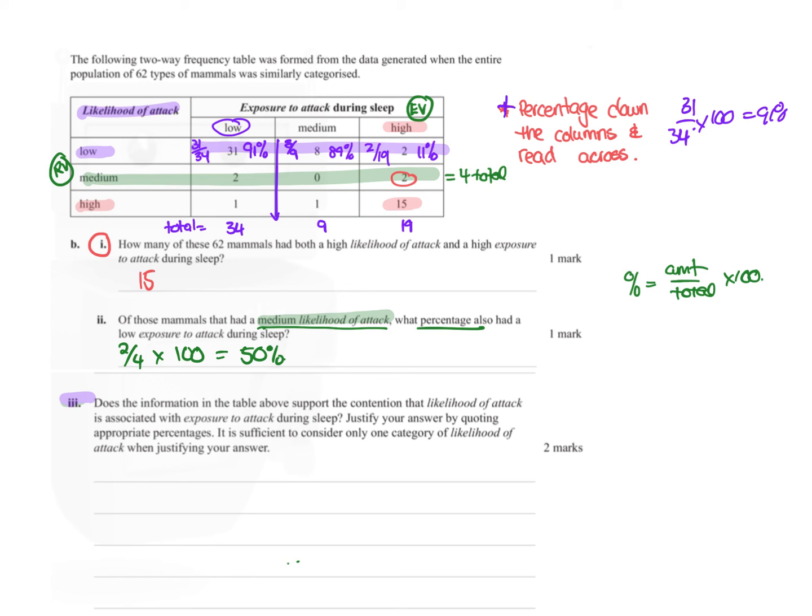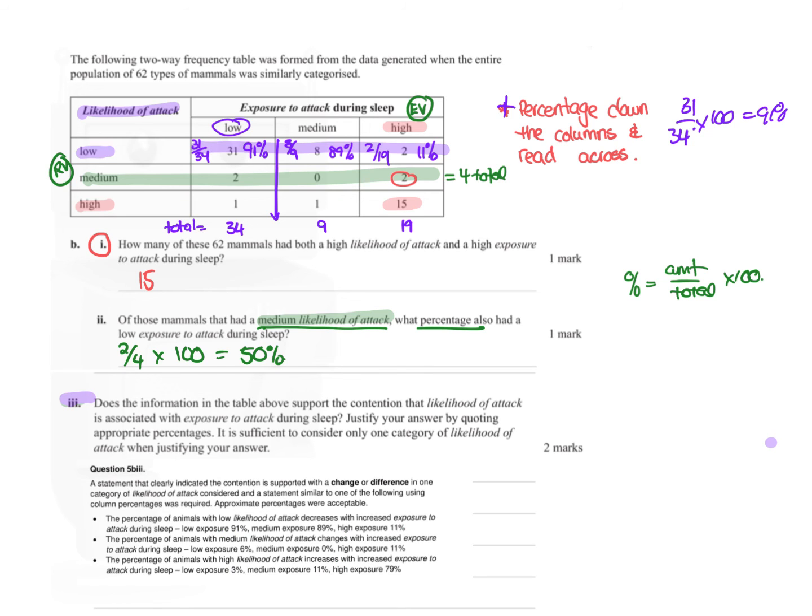So we can see as exposure to attack increases, the likelihood of attack decreases. And so I'm just going to pop in the examiner's answer here. Okay, so we can see the percentage of animals with low likelihood of attack decreases with increased exposure to sleep. So we can see the increasing exposure with low 91, medium 89, and that. There's a couple of other alternative answers there which you could do, but we just needed to note that there's a change, and we quoted the stats, so therefore we get the marks.